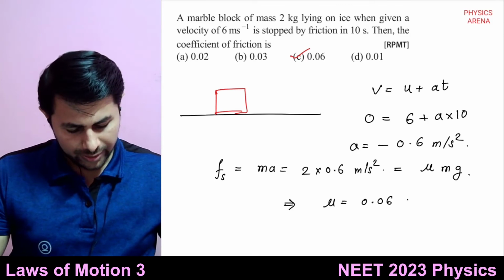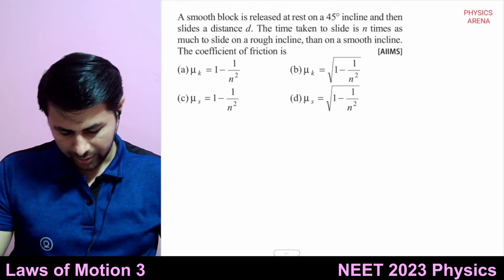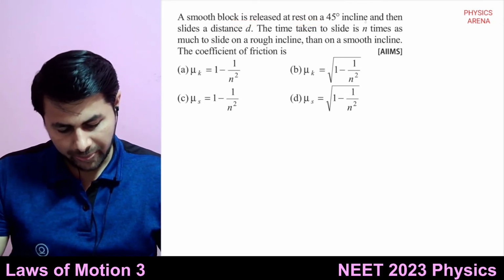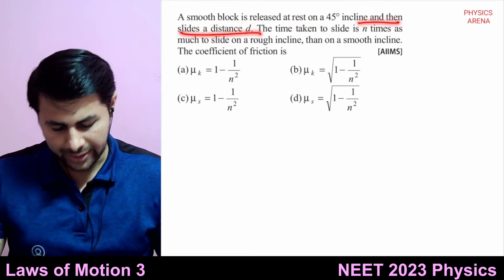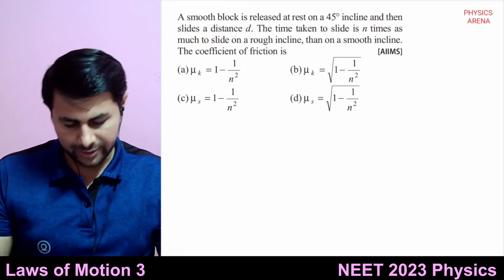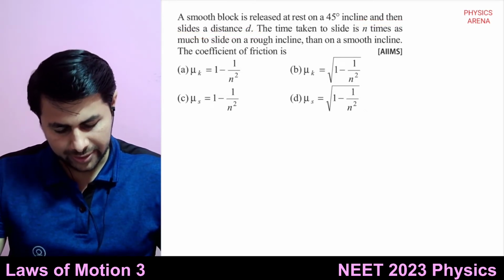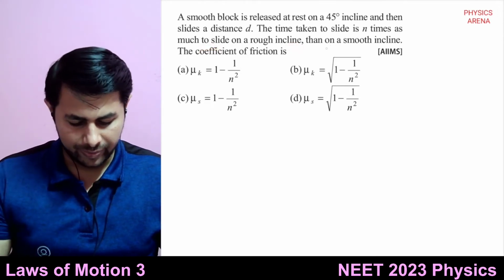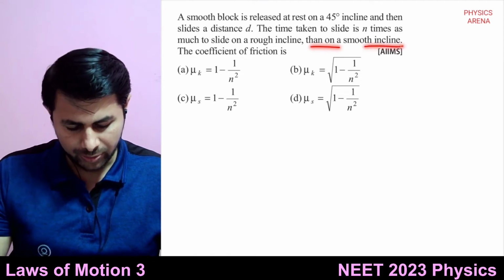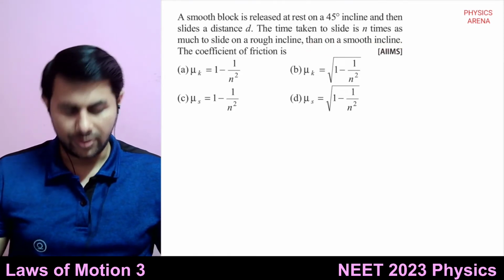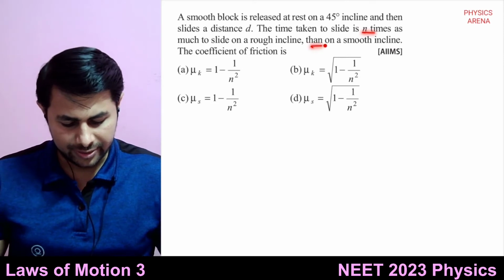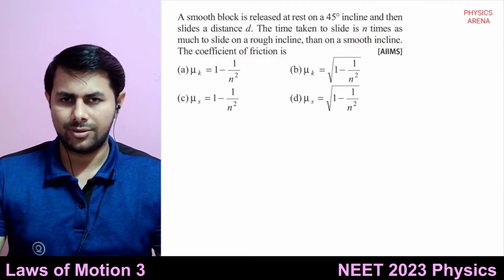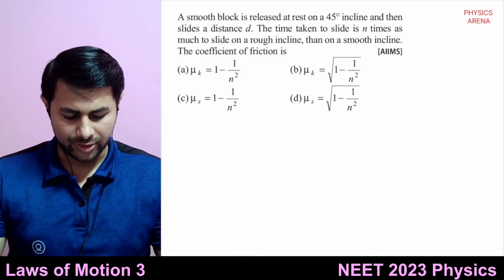Okay, so next question. A smooth block is released at rest on a 45-degree incline and then slides a distance d. The time taken to slide is n times as much on a rough incline than on a smooth incline. The coefficient of static friction is... Okay, so this is the question.